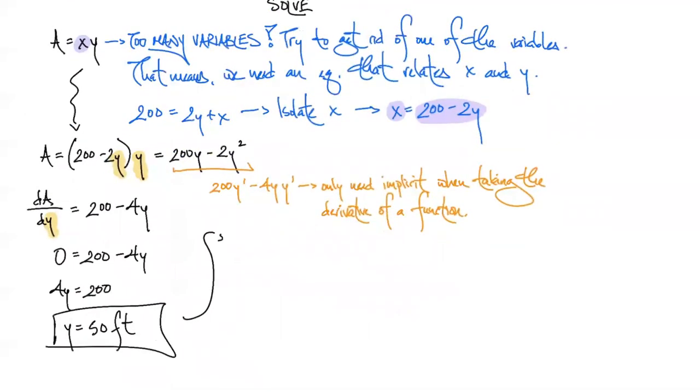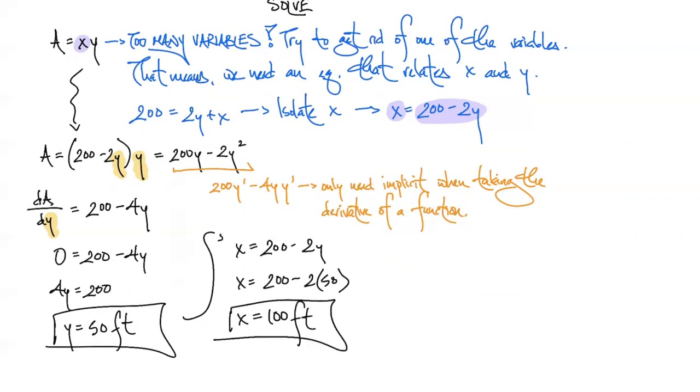So we can say x equals 200 minus 2y. X equals 200 minus 2 times 50. And so we get x equals 100 feet. All right. So far, we could say the dimensions of our garden are 50 feet by 100 feet.